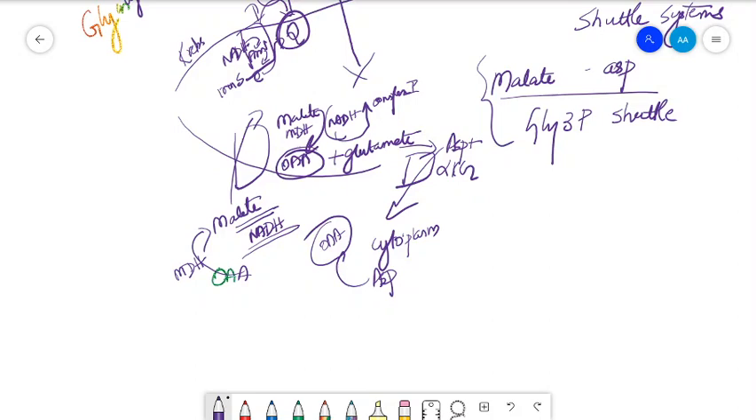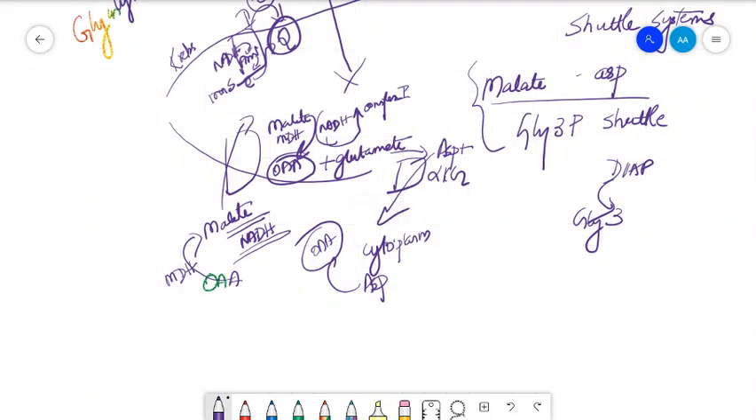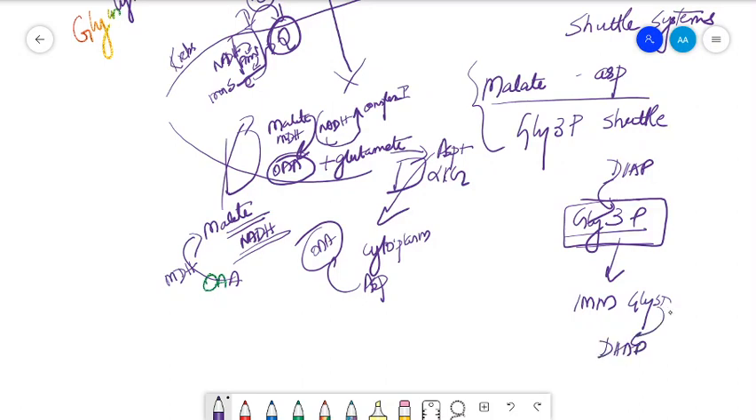What about the glycerol 3-phosphate shuttle? Glycerol 3-phosphate is produced from dihydroxyacetone phosphate of glycolysis. So this dihydroxyacetone phosphate receives NADH's hydrogen to form glycerol 3-phosphate, which is also permeable. Glycerol 3-phosphate is permeable to the inner mitochondrial membrane, and it reaches the inner mitochondrial membrane. On reaching it, it is converted back to DHAP, and it transfers the hydrogen atoms to FAD forming FADH2, and FADH2 enters complex 2 of the ETC.